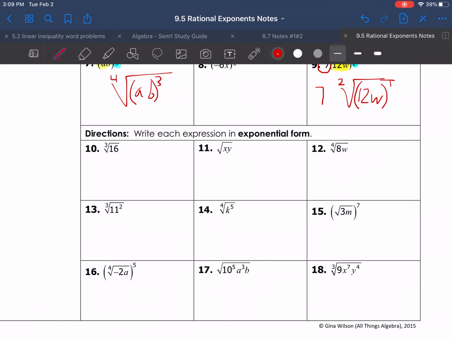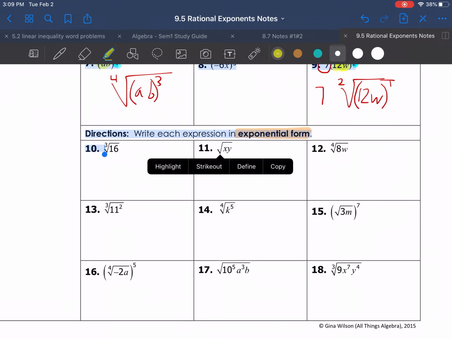Now that would look more like this, okay? So now we already have the radicals, and now your goal is to write it in exponential form. So what I'm going to do is just reverse everything I just did. Now I have to find whatever's under the radical and make that my base. So let's do this. Here is under the radical, so that's my base.